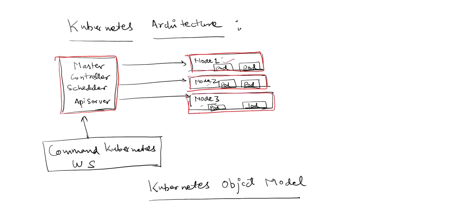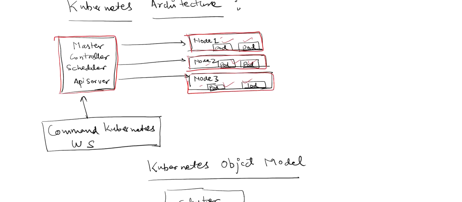Under these nodes there are pods. This is a unit-wise segregation. So if you see the architecture of Kubernetes, this is master. This master has controller, scheduler, and API server. These controller and scheduler control and schedule the work in these nodes. These nodes are kind of the calculators or working machines on which these pods are hosted.